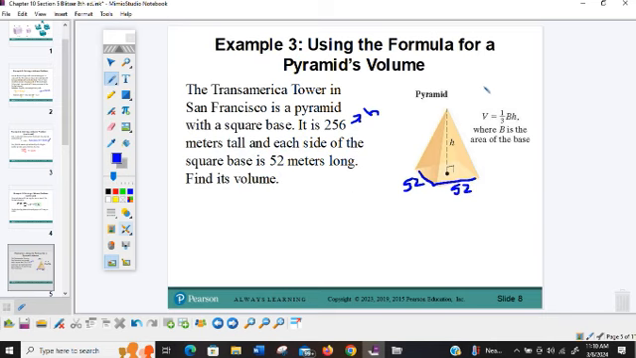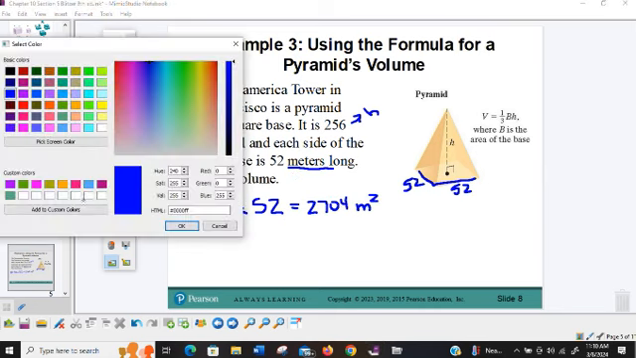Find its volume. Well, here is the formula for volume of a pyramid. It is 1/3 times the area of the base times the height. That capital B means area of the base. Now that area of the base, let's look at that first. That is going to be equal to length times width, or it's a square, so 52 times 52. And that will give us the area of the base. That is 2,704 meters squared. It was in meters and area is squared.